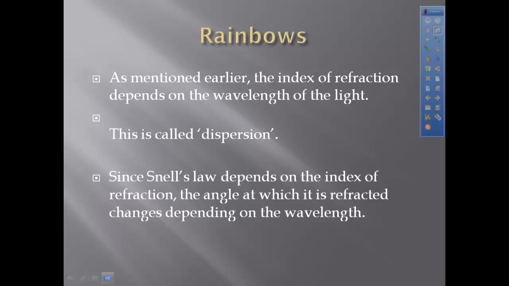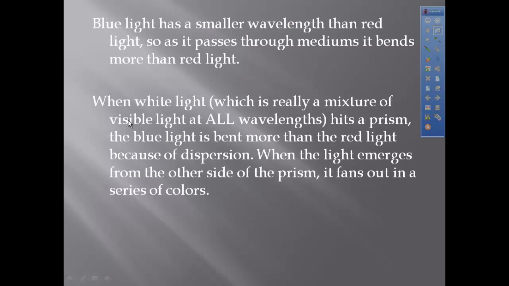All right, rainbows. I spoke briefly about rainbows before. Rainbows are caused by light refracting through raindrops or moisture in the air. We sometimes call it dispersion when rainbows are formed. Since Snell's law depends on the index of refraction, remember the angle at which it is refracted changes depending on the wavelength. Blue light has a much smaller wavelength than red light, so it has a greater frequency. As it passes through mediums, it bends more than red light does.